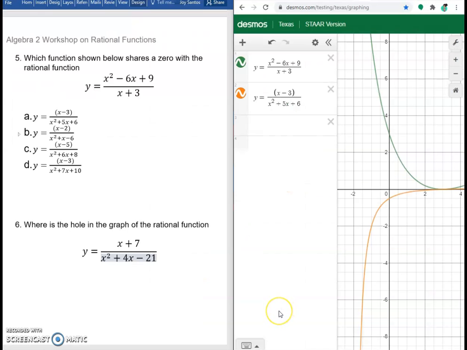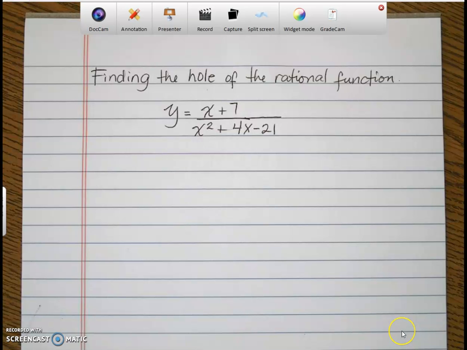Okay, so let us now go to number 6. Where is the hole in the graph of the rational function? This one. So this must be done by hand. We're going to go ahead and do this manually. All right, let's go ahead and start finding the hole of this rational function. Notice that your denominator can still be factored out. So let's go ahead and find a number that if you multiply will be a negative 21, but when you add will turn to positive 4.